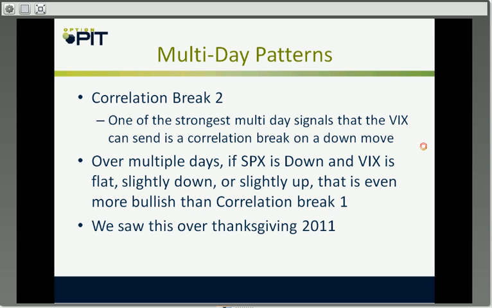And correlation break 2. Another multi-day signal that the VIX can send is a correlation break on a down move. And down correlation breaks are stronger signals than up correlation breaks. Why? Well, what is volatility? If I ask you guys to define volatility, how would you define volatility?